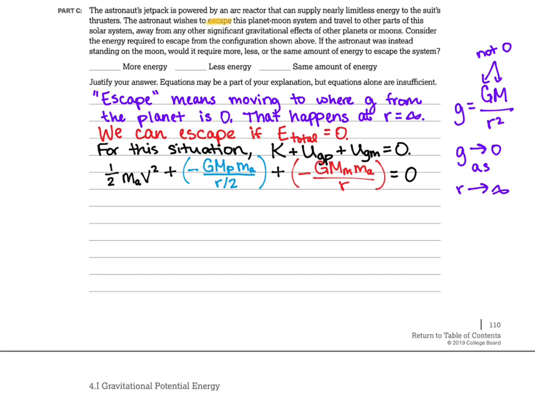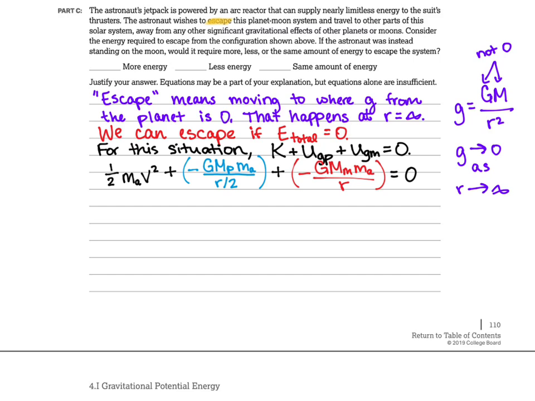So instead of just K plus U equal to 0, we have K plus U from the planet plus U from the moon equal to 0. Plugging in our equations, kinetic energy is 1/2 mv squared. Our two gravitational potential energies, those negative signs are going to be important, so I've included them there. In my equation, you might notice in light blue, that's the gravitational potential energy between the astronaut and the planet.